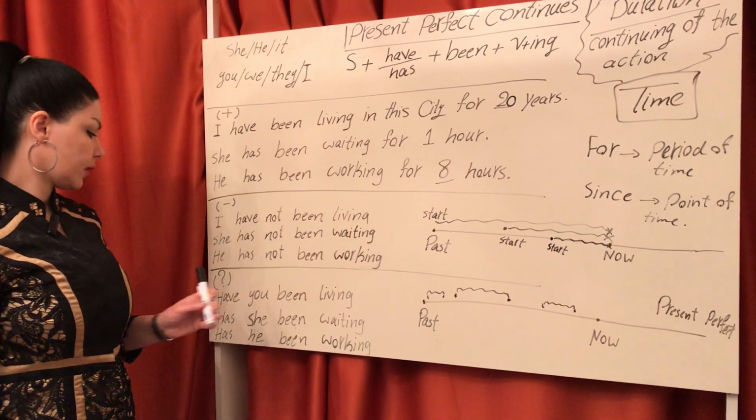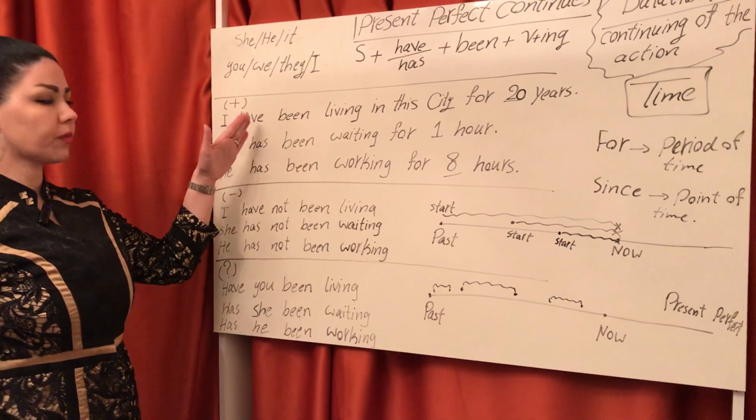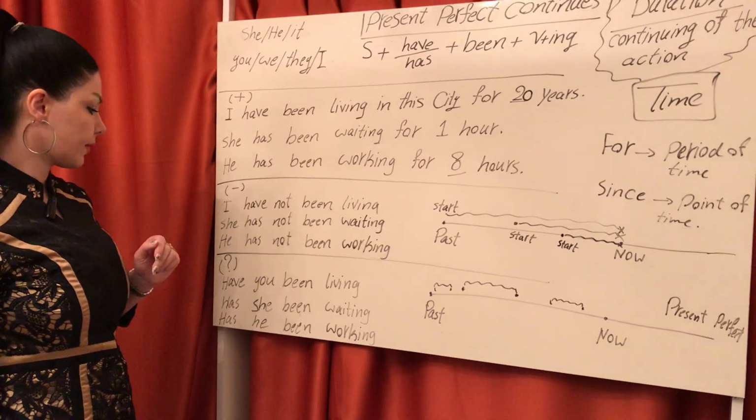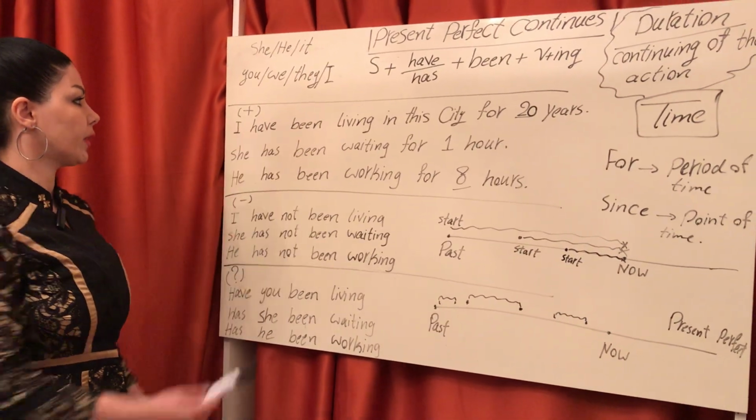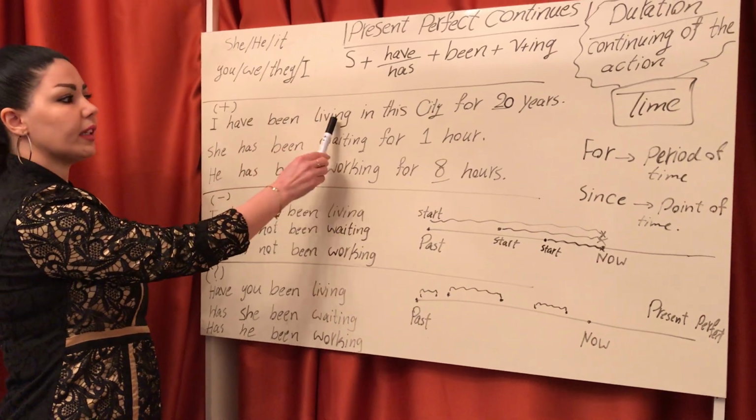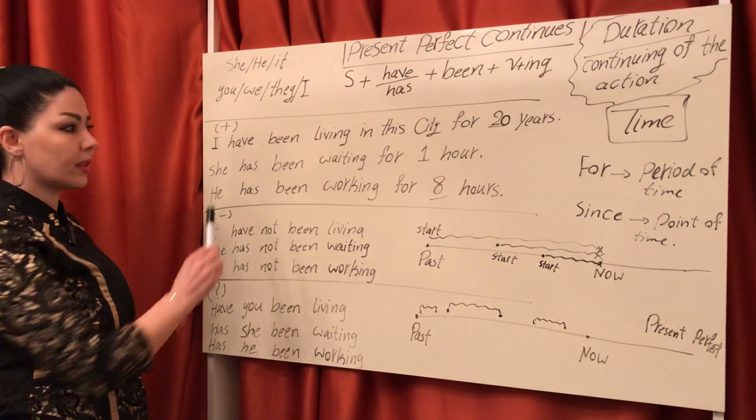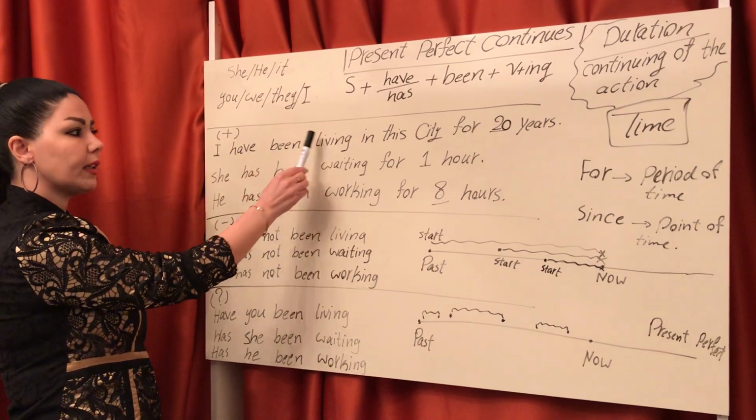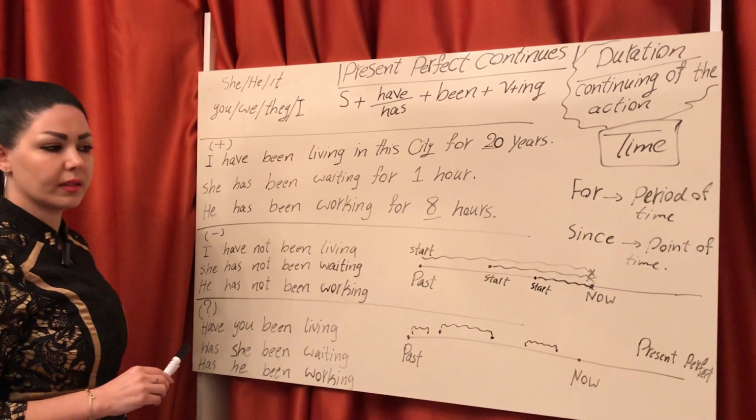About question. For question, we change the place of subject from have or has. Have you been living? For example, number 1, I have been living. Have you been living in this city for 20 years?